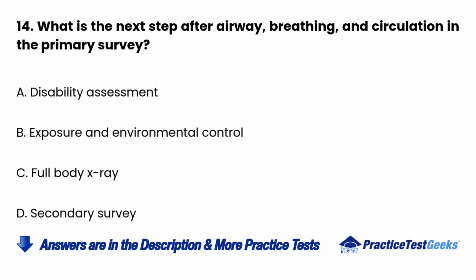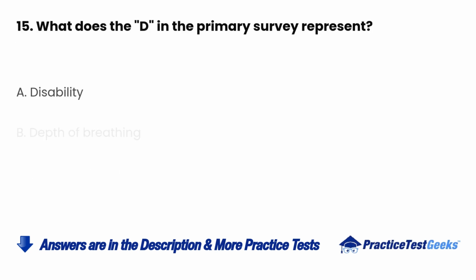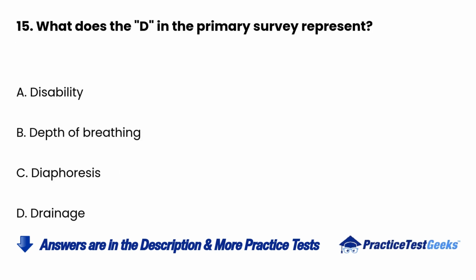14. What is the next step after airway, breathing, and circulation in the primary survey? A. Disability assessment. B. Exposure and environmental control. C. Full body X-ray. D. Secondary survey.